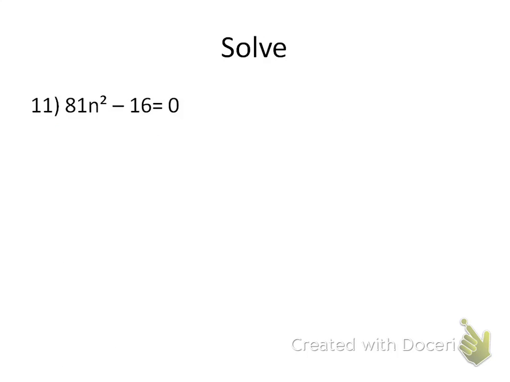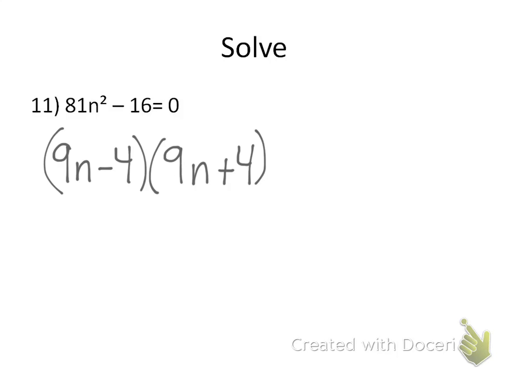So now that you're getting the hang of factoring, let's remind ourselves why we learned factoring in the first place. How would I solve something like this? Yeah, it's the difference of two squares. So what would my factors be? 9n minus 4 and 9n plus 4. Good. Equals 0.